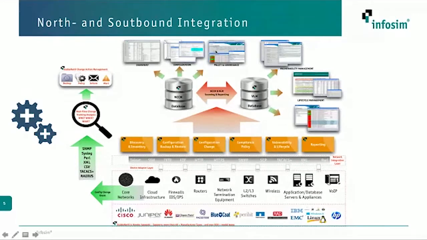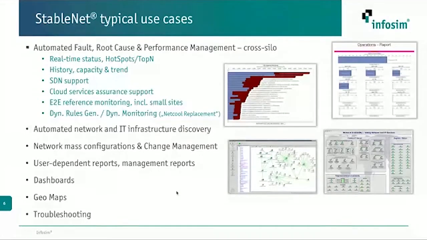Our southbound interfaces, powered by our agent infrastructure, are able to connect everything like firewalls, routers, layer 2 and layer 3 switches, wireless components, databases, and applications. So with StableNet we are not doing only monitoring, we are doing really unified, vendor agnostic network management for fault, performance, configuration, and everything you need to operate a network. We provide everything for the operation.